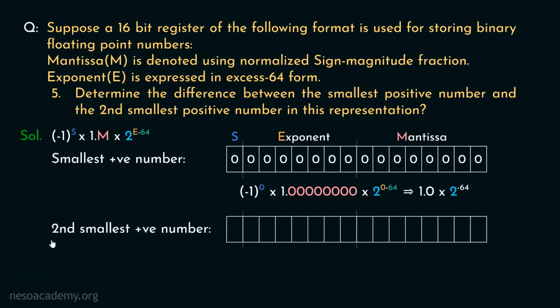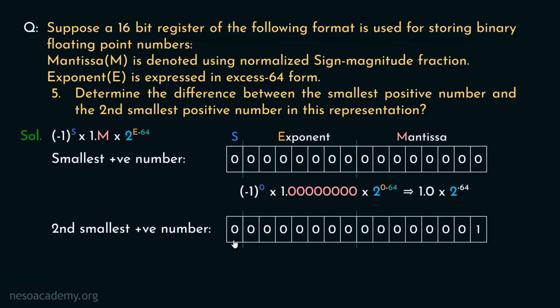Let's now figure out the second smallest positive number. Now this also is positive, right? Therefore, the sign bit is going to be 0. Coming to the exponent part, this is also going to be zeros. However, in case of the mantissa, we are talking about the second smallest positive number. And that is the reason why in the mantissa part, we are going to have all zeros followed by the last one in the LSB's place.